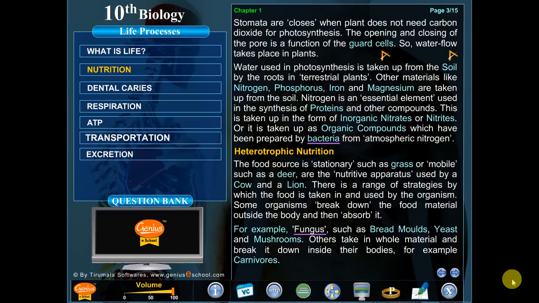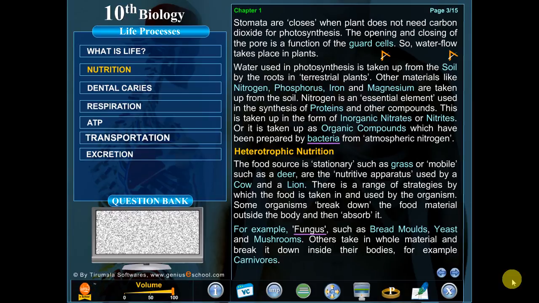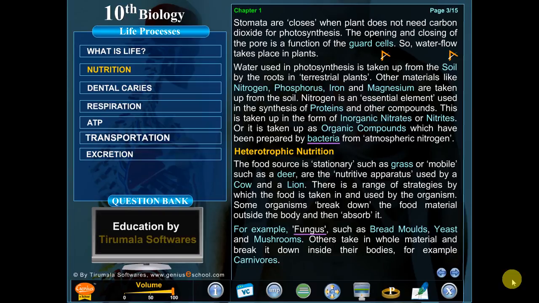Heterotrophic nutrition. The food source is stationary, such as grass, or mobile, such as a deer, and the nutritive apparatus is used by a cow and a lion. There is a range of strategies by which the food is taken in and used by the organism. Some organisms break down the food material outside the body and then absorb it. For example, fungi, such as bread molds, yeast, and mushrooms.